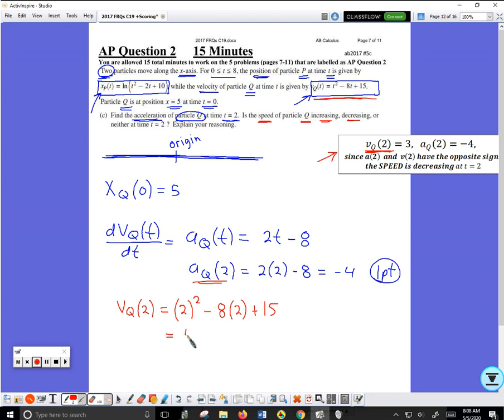So that's going to equal 4 minus 16 plus 15. These combine to make negative 1. So I just think of it as adding. It's 4 plus a negative 16 plus a positive 15, which is the same thing as 4 added to a negative 3. So that's going to equal 1. So the velocity at time 2 is 1. The acceleration at time 2 is negative 4. Strong function there.